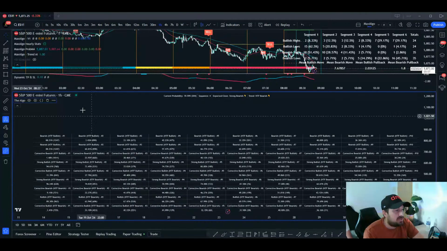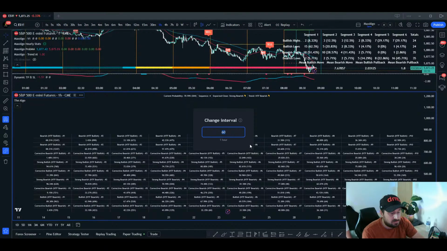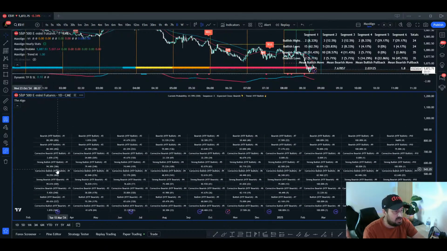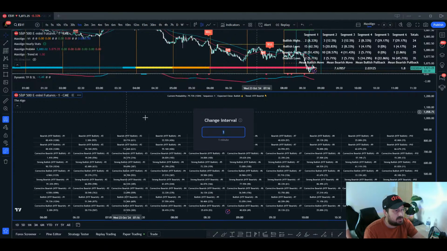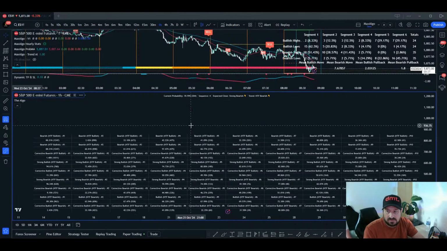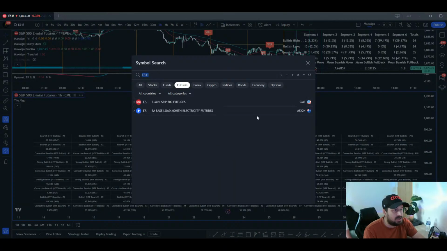Obviously we can look at this on any time frame. If I go back to the daily, you can see that all the data changes to match the daily. I can then go into the 1 minute, and you can see now the data is around the 1 minute. Let's put it back to the hourly. Again, I said you can obviously use this on anything, so we can go into crypto.